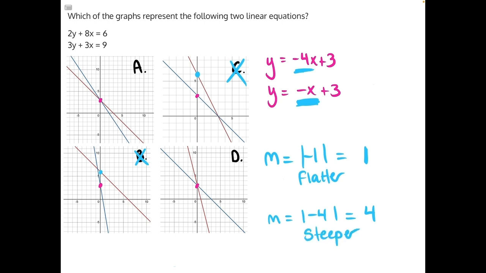So if we look at our two answer choices, in answer choice A, we have two lines that are pretty close in slope. They're both relatively flat. Versus answer choice D, we have one line that is a little bit flat and one line that is quite steep. So answer choice D is the one that best fits our two slopes here, one that is small and one that is large, one that is flatter and one that is steeper, making that our correct answer.